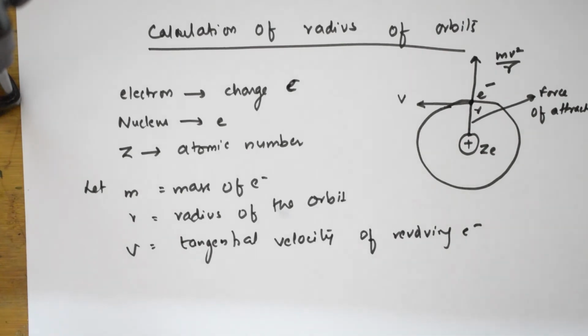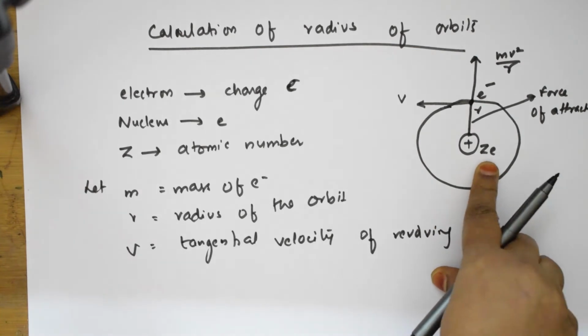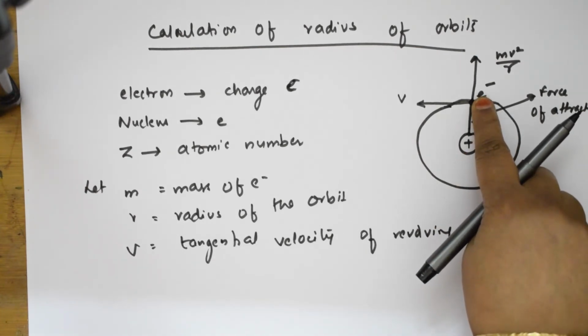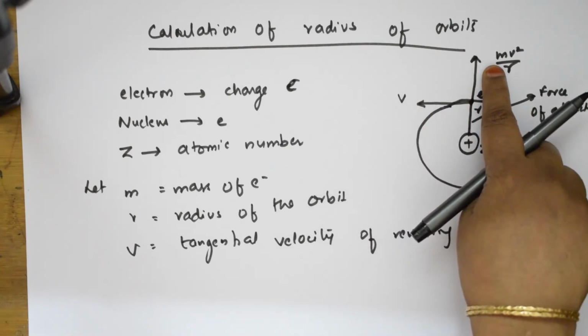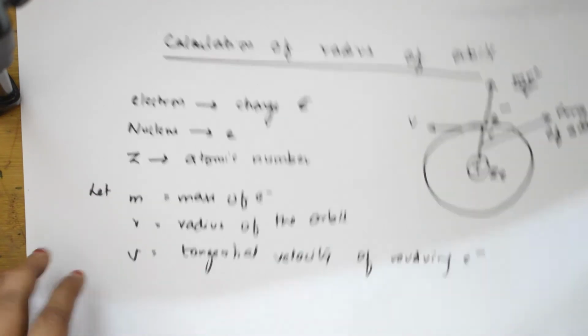Revolving electron. So hope all the quantities are there in the formula. Yes, let's see. First of all, I have said Z is atomic number, e is the charge of the proton, r is the radius, then we said e is the charge of the electron, v is the tangential velocity, m is the mass of the electron. Okay, velocity, radius, that's fine. So now let us write the formula. We'll see how radius is calculated.